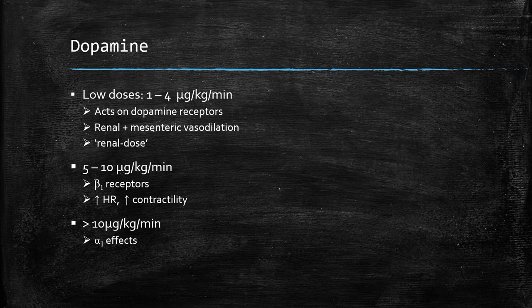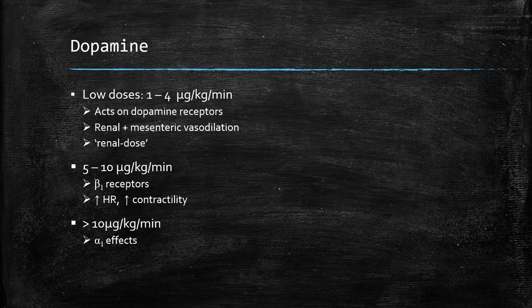Dopamine is a unique drug in that it has different effects depending on its dosage. At low doses, between 1 to 4 micrograms per kilogram per minute, dopamine acts on specific dopamine receptors, which are located on renal and mesenteric vessels. Stimulation of these receptors leads to vasodilation.